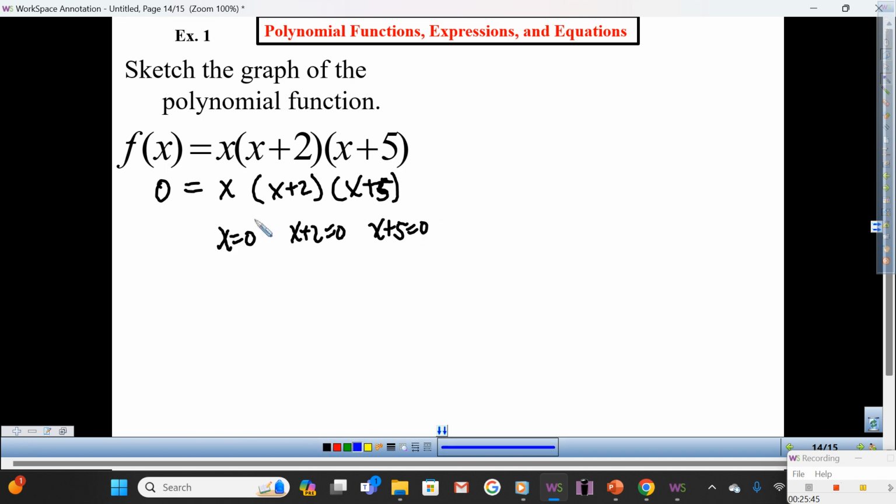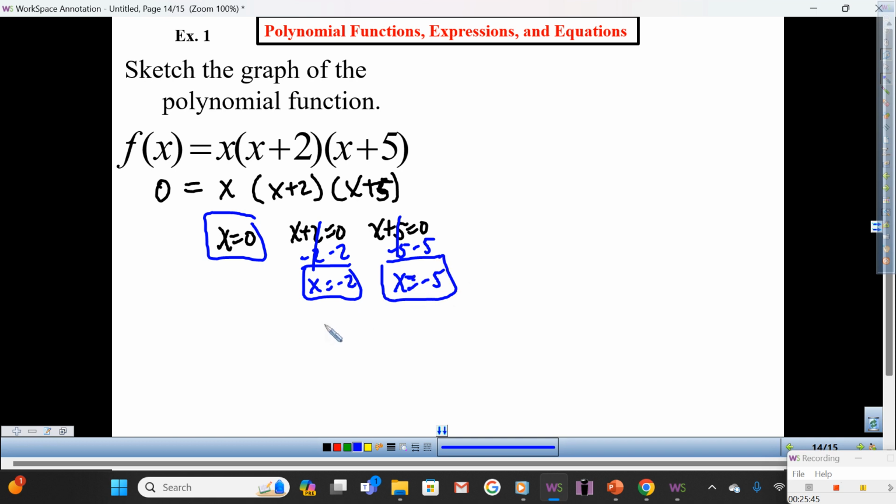Here we go. Is this one already solved? Yes. How about this one? Minus 2 minus 2, x equals negative 2. Minus 5 minus 5, x equals negative 5. All right. And once again, in case you forgot, these are called what? My solutions. X-intercepts, zeros, or roots.